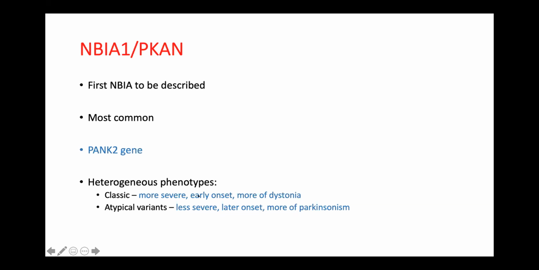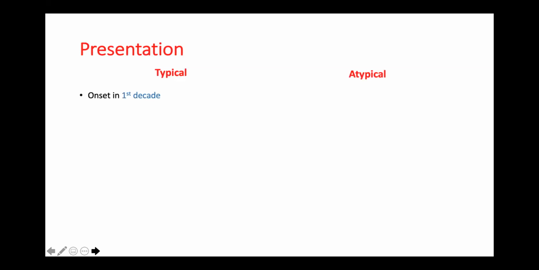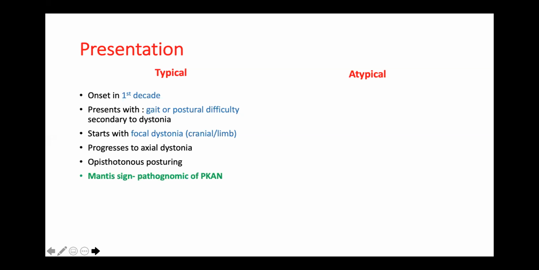The classic one is more severe, early onset, and more of dystonia. Atypical variants are less severe, later onset, and more of Parkinsonism. The usual presentation in the typical one is in the first decade, with gait or postural difficulties. They can start with dystonia, with just one limb dystonia or craniofacial dystonias, then progress to axial dystonia. This is one of the most disabling conditions you can see, because none of the medications actually change the natural outcome of this disease. They can have severe opisthotonic posturing and the mantis sign, which we'll show in the imaging later on.